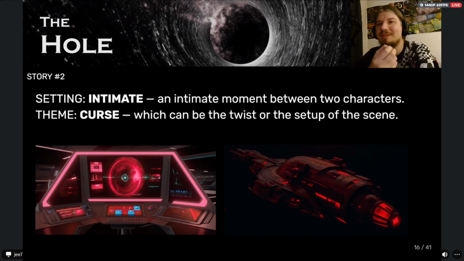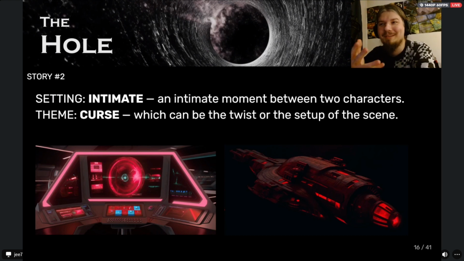inevitable situation you're kind of cursed with, so you cannot escape it, and it gets worse and worse. And maybe you're not alone in this situation, so an intimate moment between two characters. So that would be like this moment or this interaction there. So I went for this idea of falling into a black hole, because that's, I guess, one of the most inevitable things in our universe.